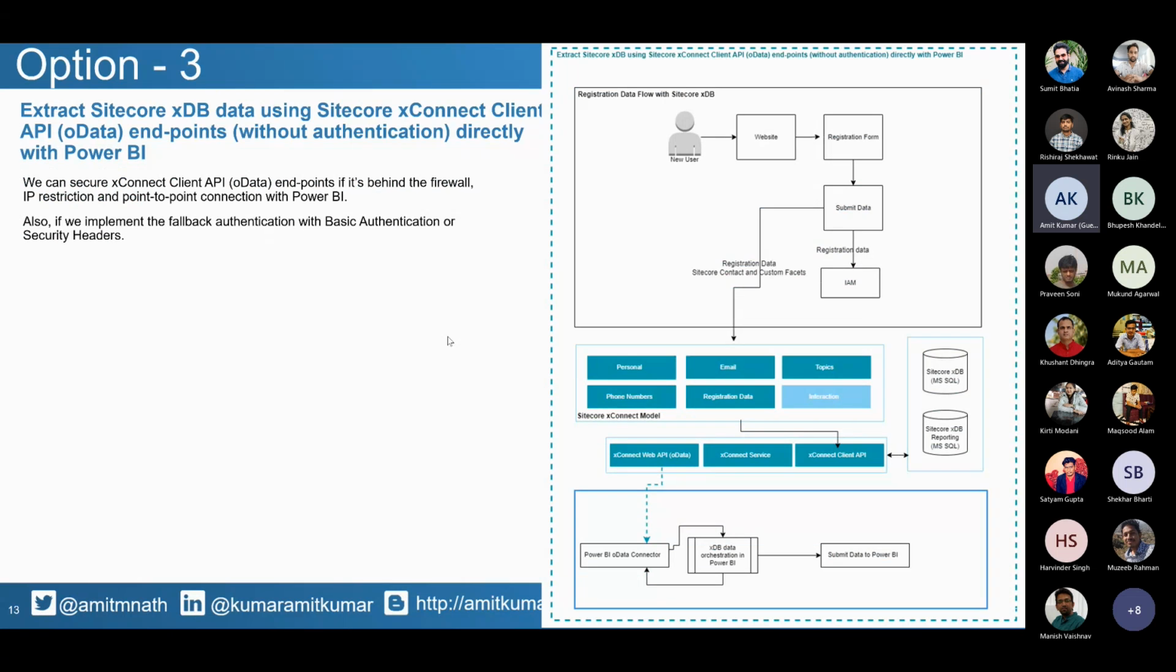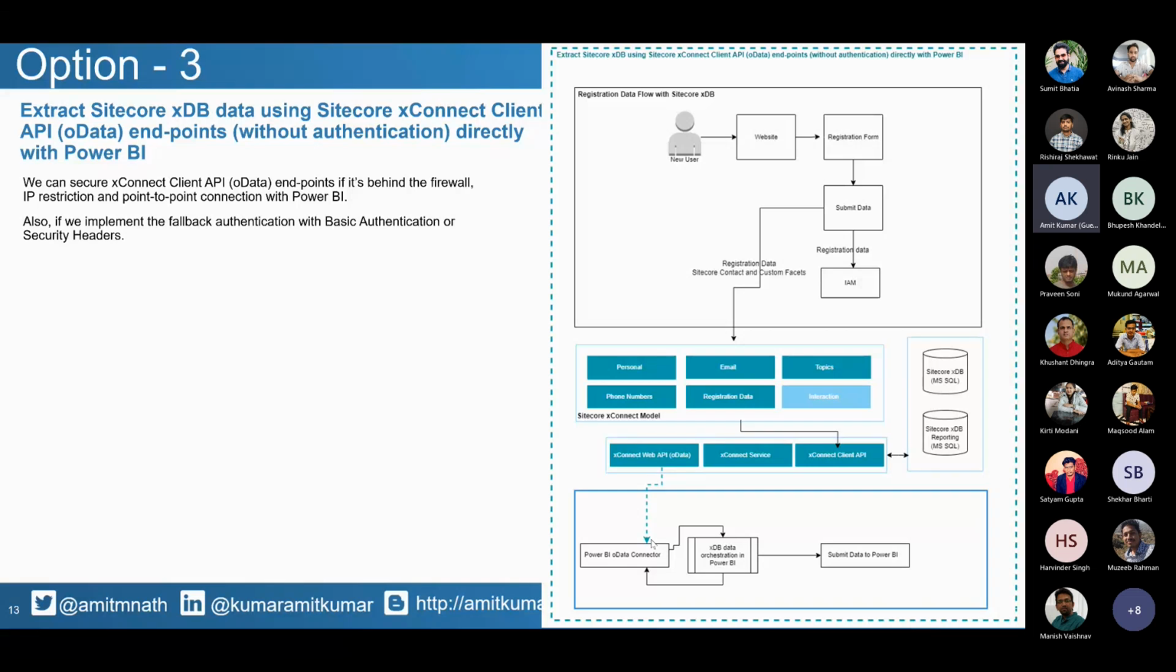Third option is that you can use the xConnect client API endpoint directly in the Power BI. In those cases, you will have a connector, so all the data present in your Sitecore can be directly pushed to the Power BI itself. So in those cases, Power BI API endpoints will not be called. You are directly integrating your API endpoints in the Power BI. But you need to skip the authentication mechanism on your xConnect client API.